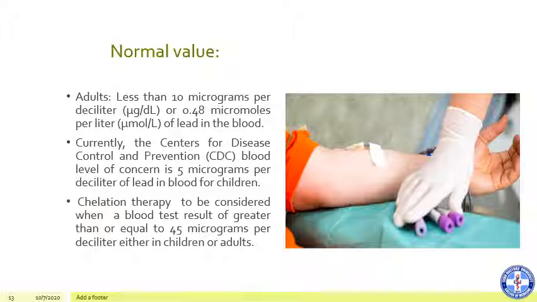Currently, the CDC blood level of concern is 5 micrograms per deciliter of lead in the blood of children. But these new recommendations do not change the treatment, which is chelation therapy, to be considered when the blood test result is greater than or equal to 45 micrograms per deciliter, either in children or adults.